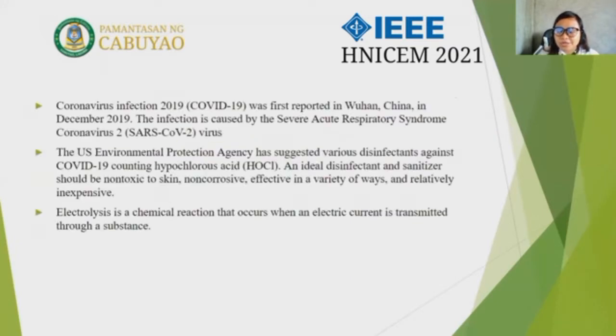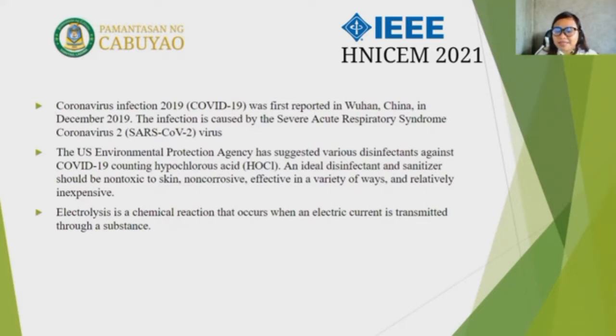For the introduction, coronavirus infection or COVID-19 was first reported in Wuhan, China in December 2019. The infection is caused by the severe acute respiratory syndrome coronavirus 2. The U.S. Environmental Protection Agency has suggested various disinfectants against COVID-19, including hypochlorous acid.